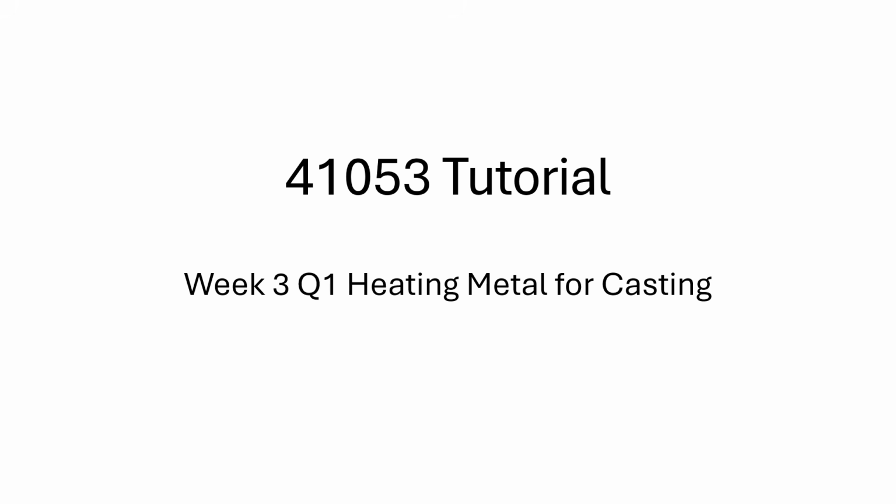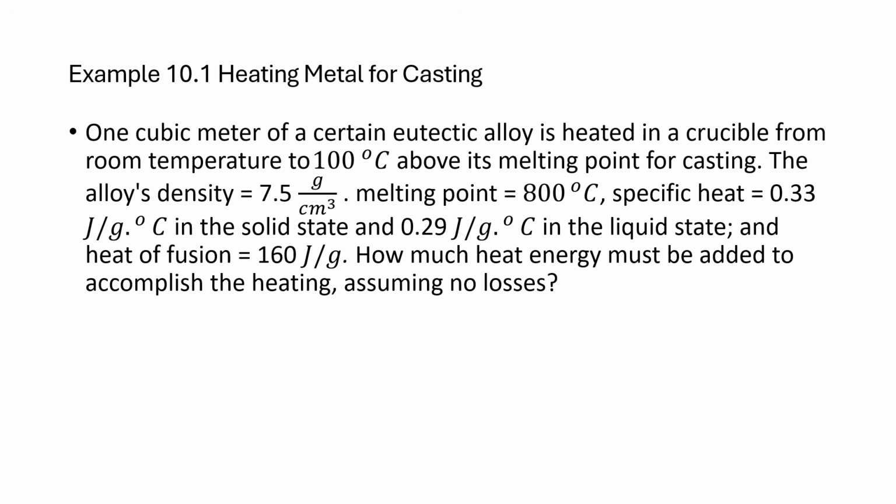So the example we're going to have a look at is example 10.1 in the textbook, which is about the heating of the metal for the casting. In this example, we have 1 cubic meter of a certain alloy that is going to be heated in a crucible from room temperature to 100 degrees above its melting temperature for the casting purposes. The alloy density was given as 7.5 gram per cubic centimeter.